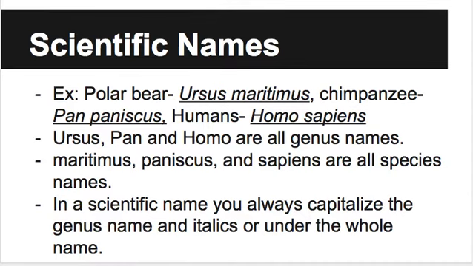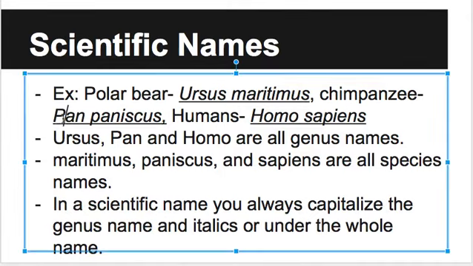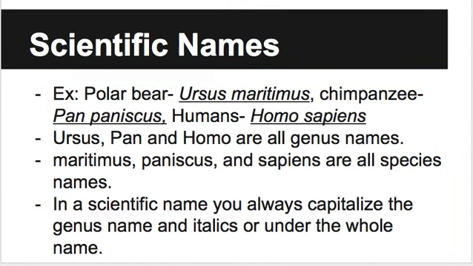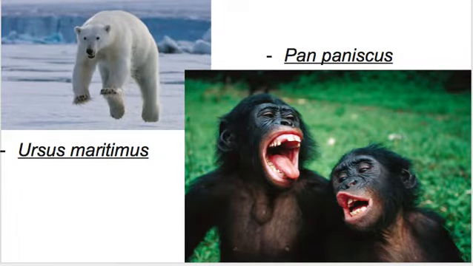In a scientific name, you always capitalize the genus name and either italicize or underline the entire name. So here you'll see I have all the genuses capitalized, species aren't capitalized, and then the whole thing is underlined or italics. Here are beautiful examples of our polar bear and our chimpanzee, or Ursus maritimus and Pan paniscus.